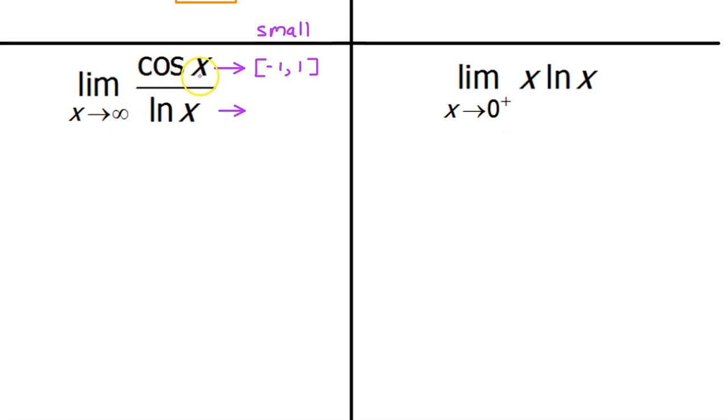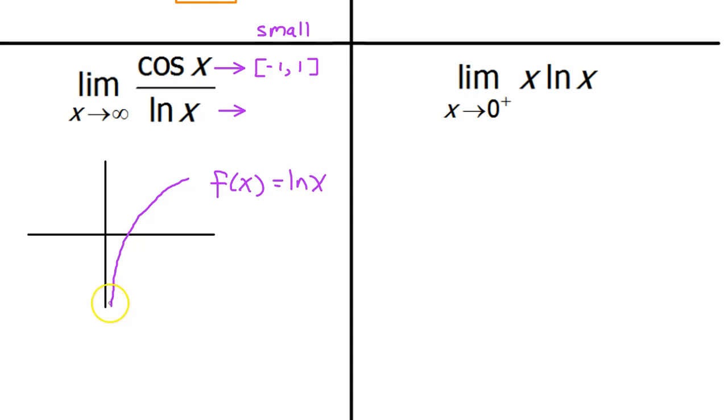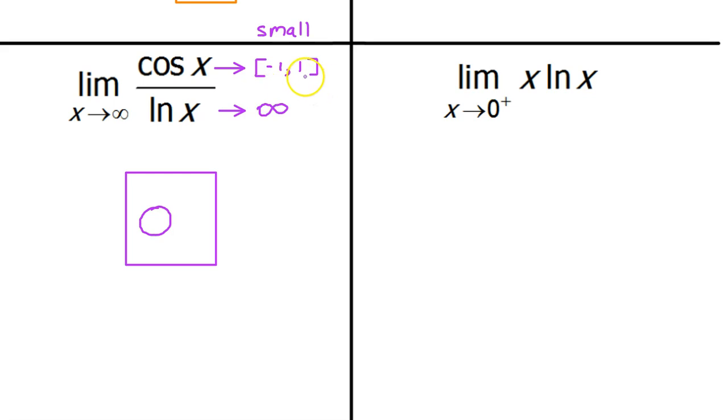As x approaches infinity, cosine x oscillates between +1 and -1 forever. So it stays small, always between -1 and +1. In AP Pre-Calculus, we learned that the graph of natural log x looks like this. So as x increases without bound, natural log x approaches infinity. If the numerator stays small while the denominator gets bigger and bigger and bigger, the value of this fraction gets smaller and smaller and smaller, closer and closer to 0. So that is the limit.